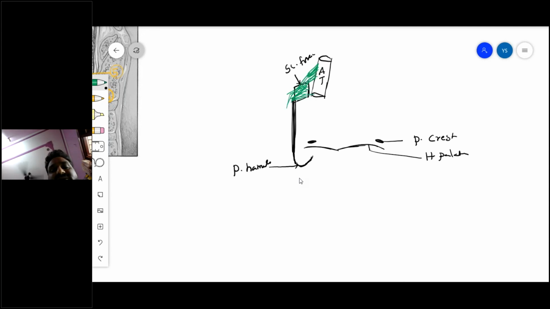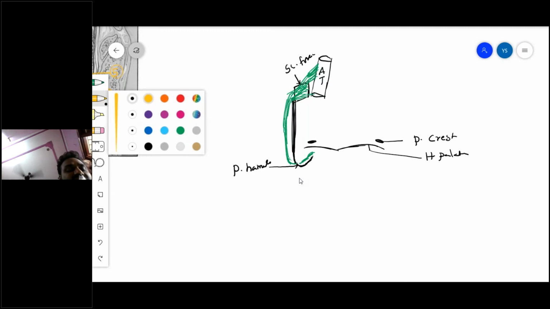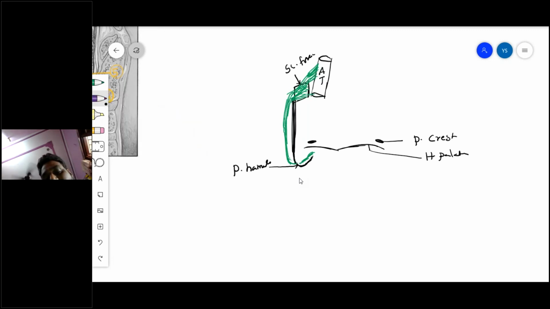Then after that, these fibers pass downwards along the medial pterygoid plate and reach the pterygoid hamulus. Near the pterygoid hamulus, it hooks around the hamulus and takes the medial course. Here onwards, it takes the medial course. Then after that, it forms a very broad tendon. That one is called aponeurosis. With blue color I'm showing, and this is attached to the hard palate and also the palatine crest.